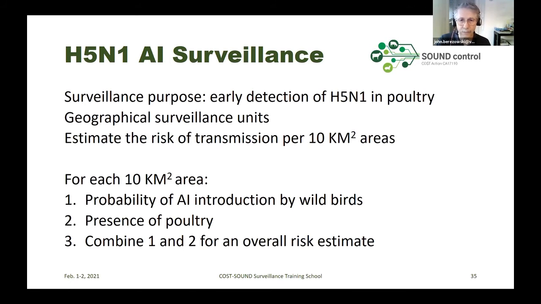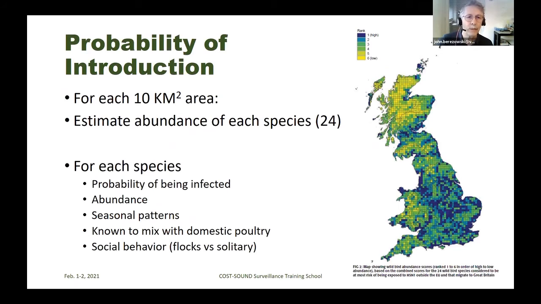For the probability of introduction for each 10 kilometer area, they estimated the abundance of each of 24 species, and these 24 species were ranked by importance by their probability of being infected, their abundance in the area, and seasonal patterns, as well as whether they were known to mix with domestic poultry, and whether they were solitary or lived in flocks, so their social behavior.